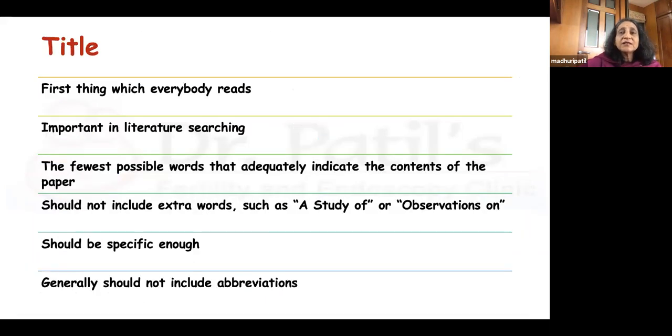So title is the most important thing, because that is the first thing which everybody is going to read. It is important in literature searching. The fewest possible words that adequately indicate the content of the paper should be used. Should not include extra words such as a study of or observations on. It should be specific enough, and generally should not include any abbreviations.